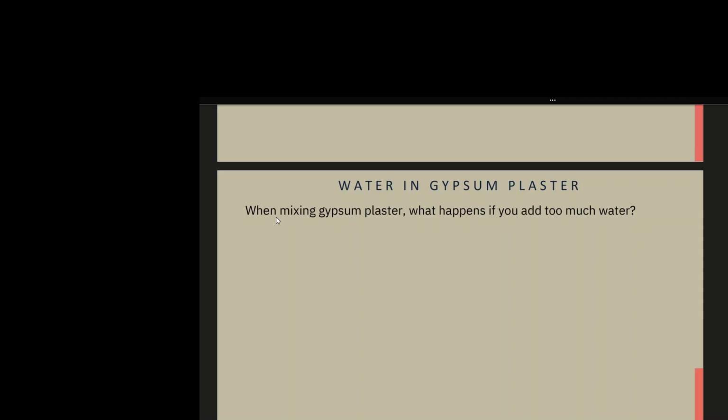So just a quick question: when mixing gypsum plaster, what happens if you add too much water? So if you add too much water, what's going to happen? Maybe you can pause and write down in the comments, but I'll just answer it for you.